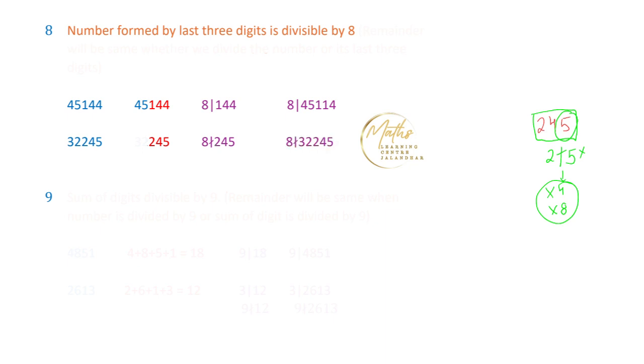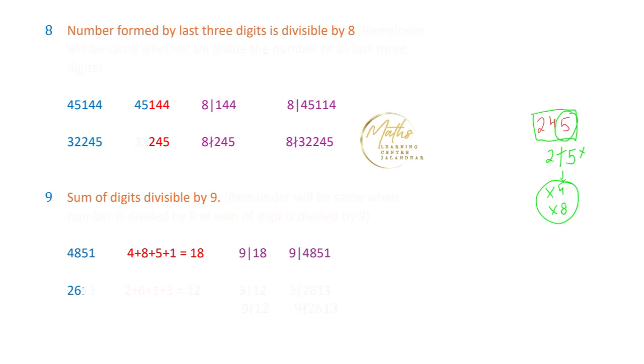Now next we have the divisibility by number 9. If the sum of the digits of the number is divisible by 9, then the given number will be divisible by 9. Suppose I am talking about the number 4851. If we calculate the sum of the digits, it is 4 plus 8 plus 5 plus 1. The sum that we obtained is equal to 18. And clearly 9 divides 18. 9 divides the sum of the digits. It means that the given number is divisible by 9.